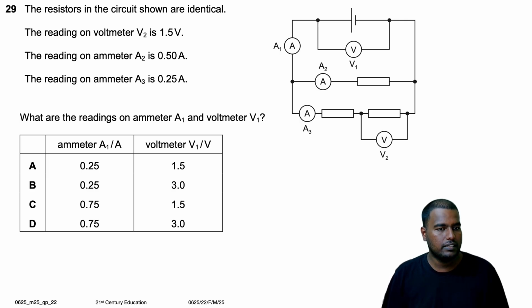The resistors in the circuit shown are identical. The reading on voltmeter V2 is 1.5 volt. Okay.